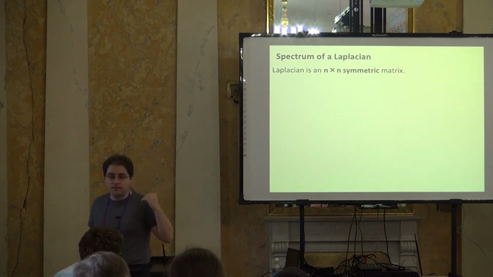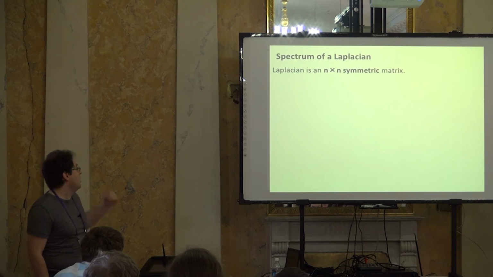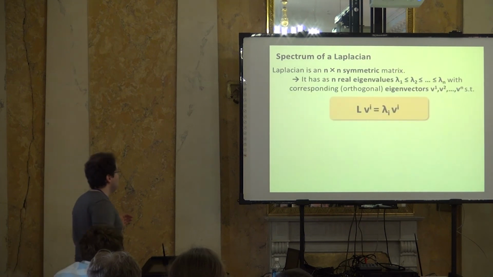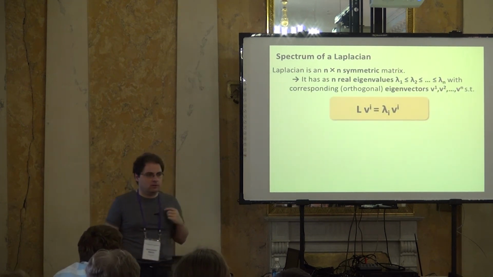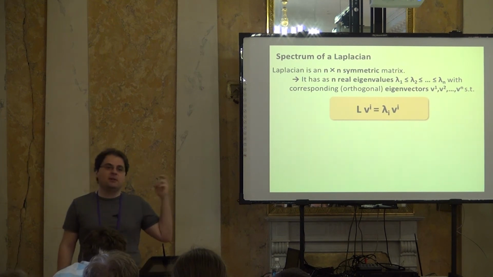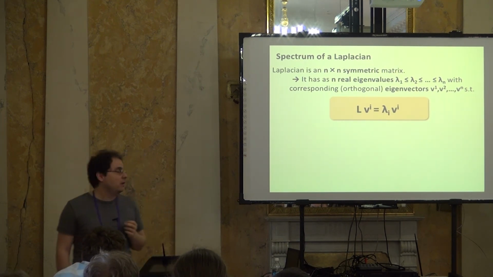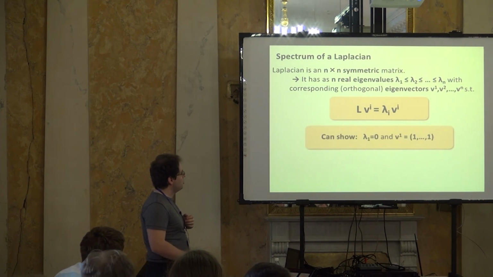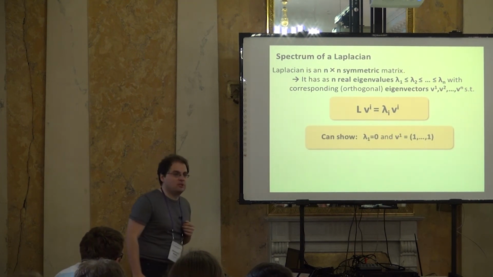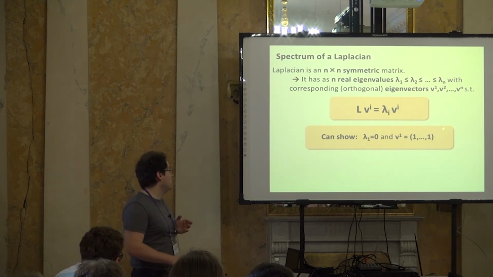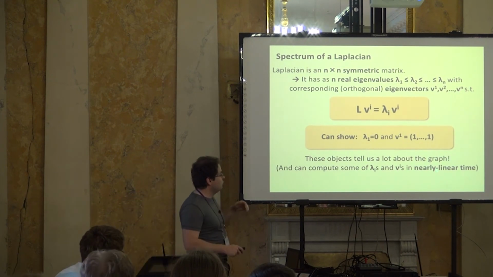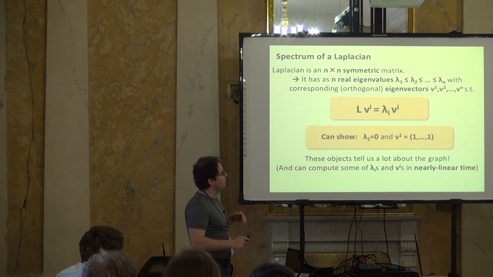Now, the key thing we care about is the spectrum of the Laplacian. The Laplacian is an n by n symmetric matrix, so we can apply the linear algebraic view. We know that it has n real eigenvalues. Not all matrices have real eigenvalues, but every symmetric matrix has n real eigenvalues. In particular, you can order them. The smallest eigenvalue is not interesting. It's always zero, and its corresponding eigenvector is just the all ones vector. You can also compute them quite fast, at least the first couple of them.